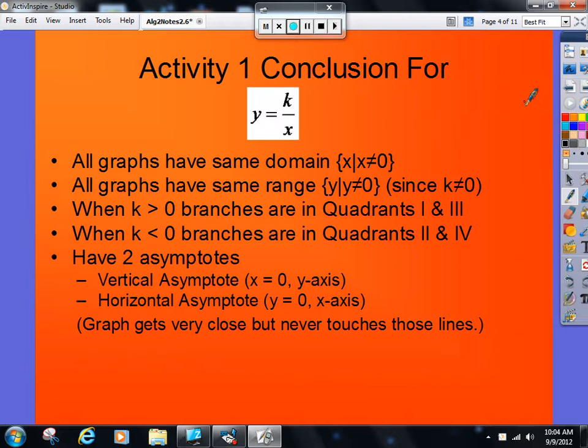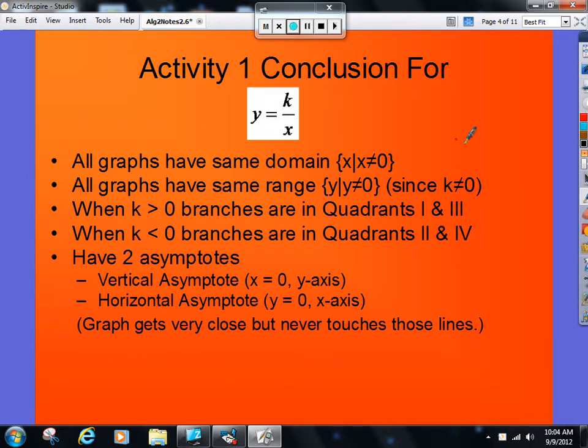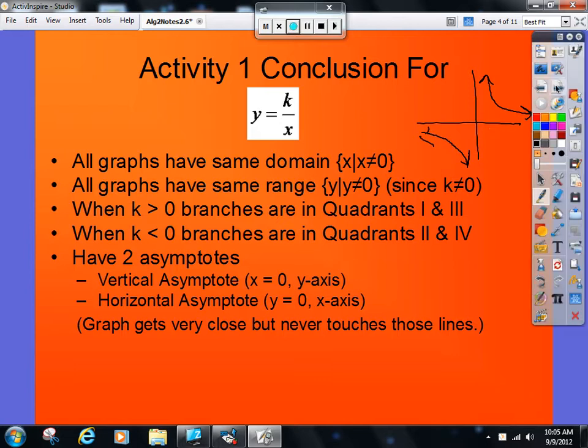Here's what we're going to do. We're going to do an activity, and we're going to be graphing y equals k over x, and we're going to find out these things. You're going to want to include these in your notes. The domain. I'm going to readdress this because some people have a hard time with this. The domain is what x can be. If I go left to right, will this graph go on forever and ever?